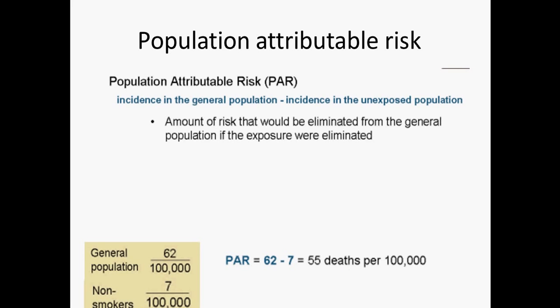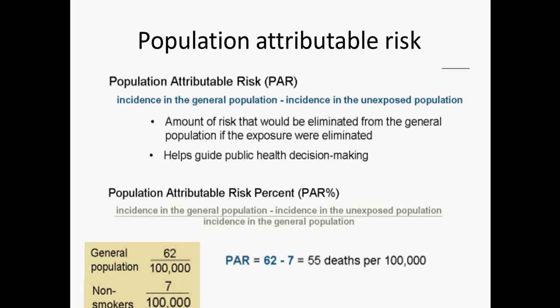Now we can also calculate another parameter, which is known as population attributable risk percentage, wherein, similar to attributable risk percentage, we take the denominator as the incidence in the general population. So if we do it for this example, the population attributable risk percentage comes to around 89%. So this is the formula for population attributable risk.